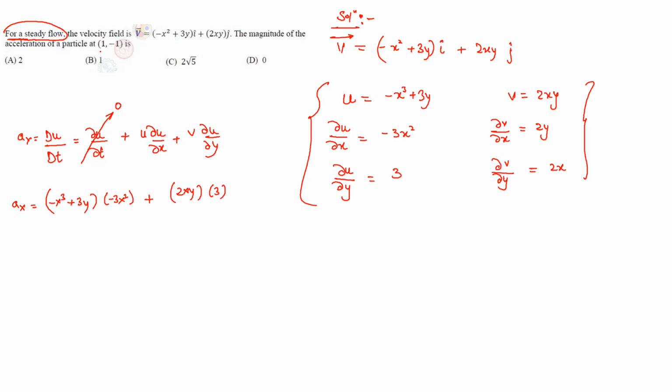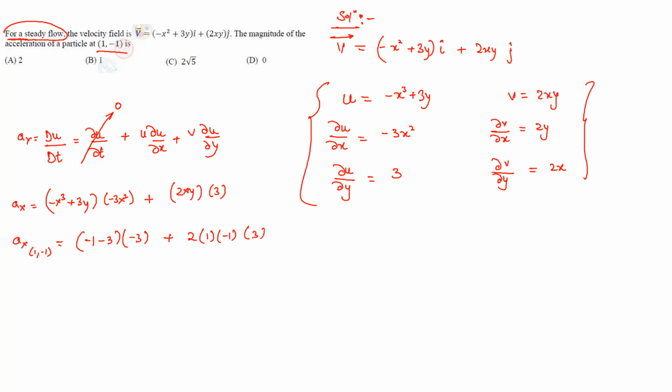Now since they are asking us to calculate the magnitude of acceleration at 1 comma minus 1, we can substitute x to be 1 and y to be minus 1, and we can say that the acceleration x at 1 comma minus 1 will just be minus 1 minus 3 times minus 3 times 1 square, which is again 1, and then plus 2 times 1 times minus 1.